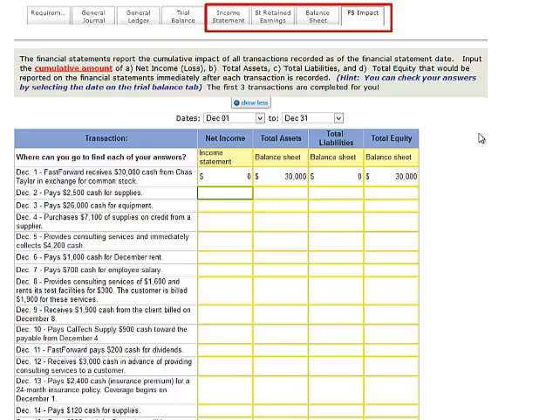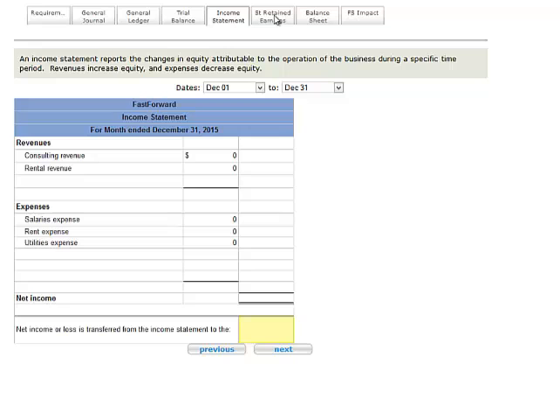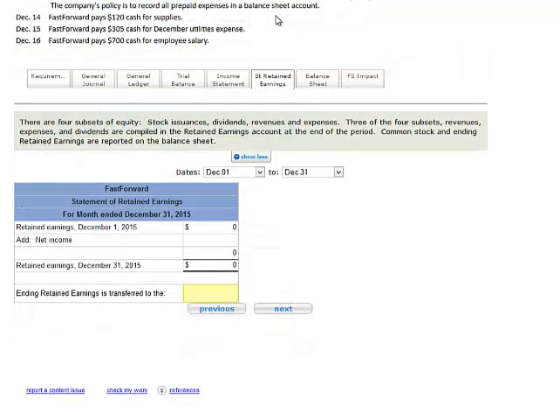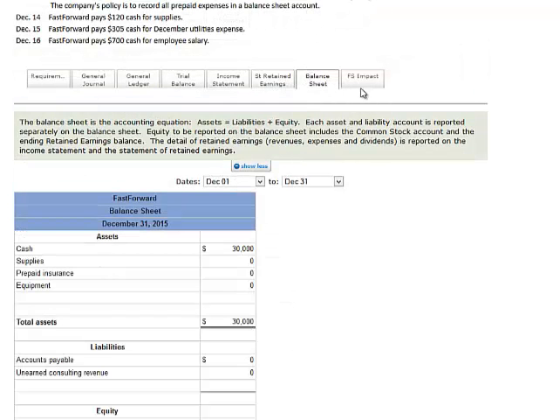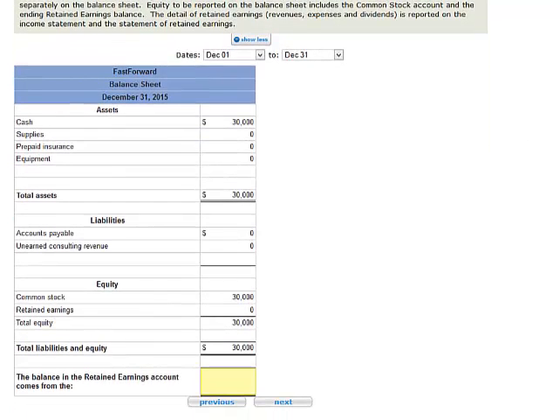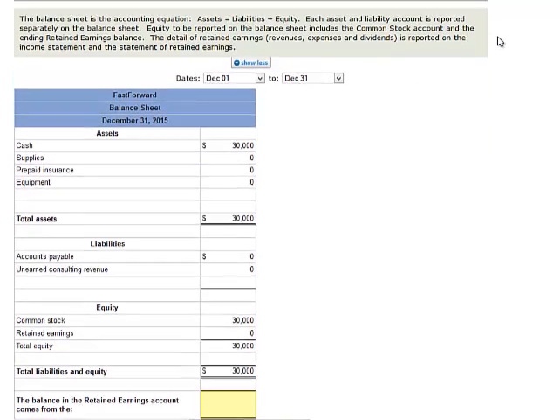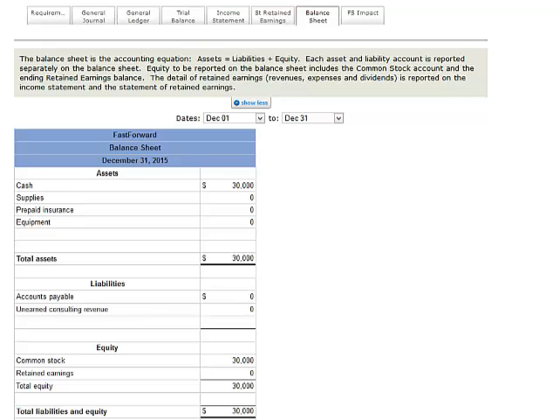You can always return to the financial statements to verify your answers. Net income of 0. Retained earnings, also 0. And the balance sheet reports $30,000 of assets and $30,000 of equity. So you can see how the financial statements evolve with each transaction.